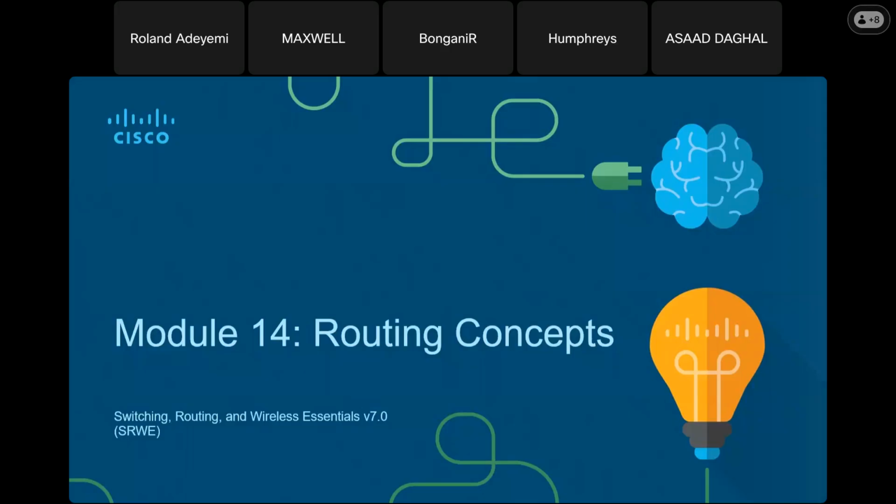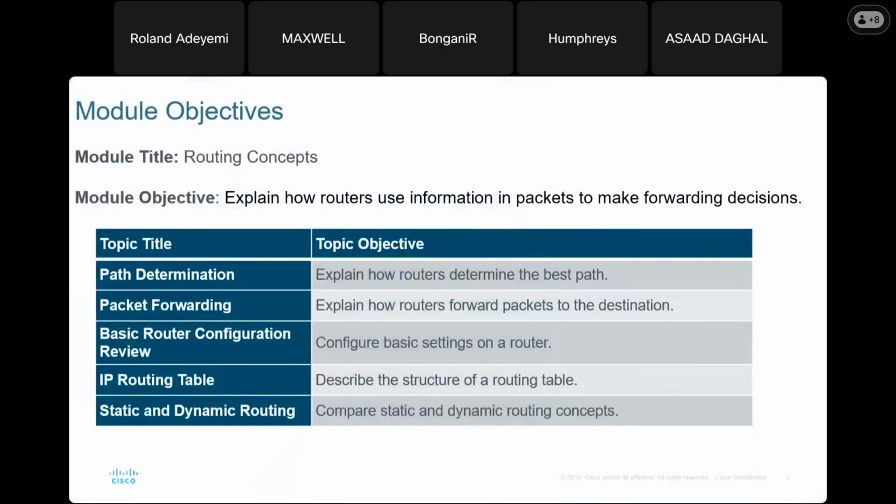Module 14 is talking about routing concepts. So what are the things we have to talk about here? We'll talk about path determination, that is how the router determines the best path to the destination. I will talk about packet forwarding. I'm not going to revisit basic router configuration; I will go straight into the configuration, since we've done router configuration and that would waste time. Then I will talk about the IP routing table, and we'll talk about static and dynamic routing. Those are the objectives.